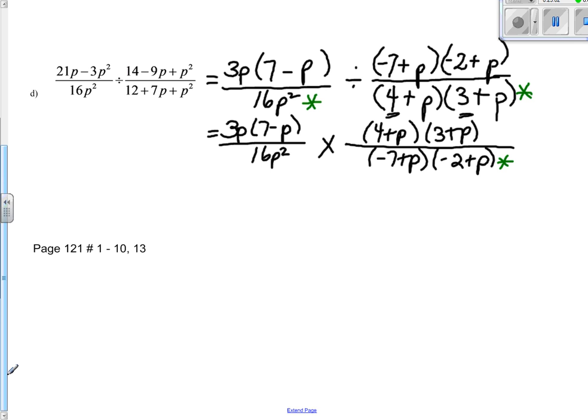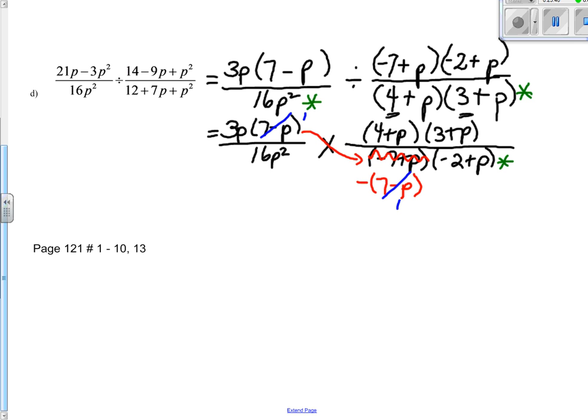Let's see what common factors we can find from top to bottom. 7 minus p and minus 7 plus p look strangely similar. The only difference is that one has the exact opposite signs of the other. So if I write the one on the bottom as negative times 7 take away p, I have the very same bracket. So I am going to write it like that and cross off, dividing out common factors.